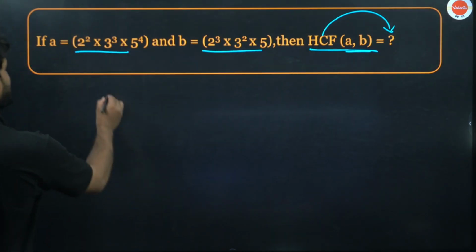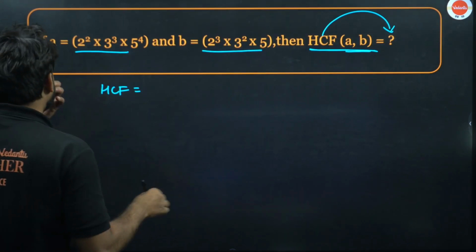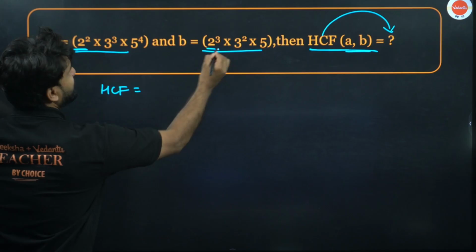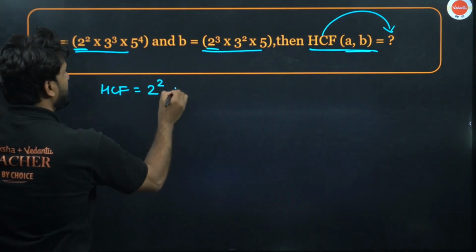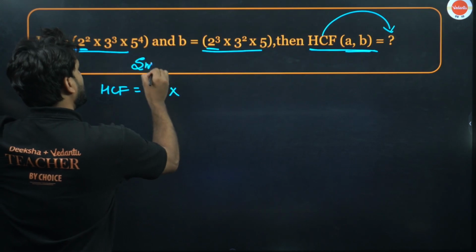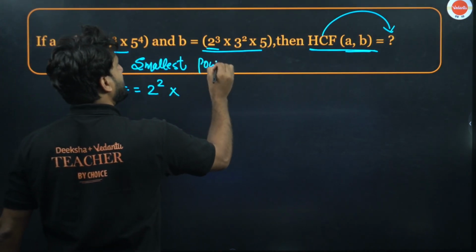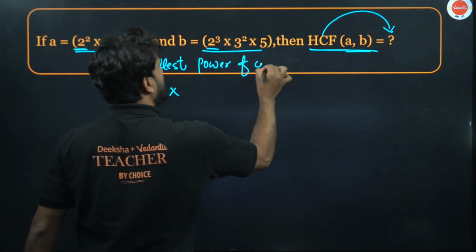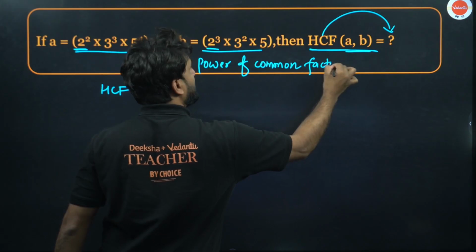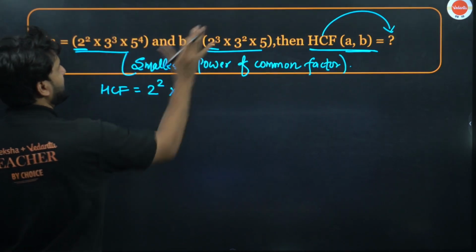So we know for HCF, we always take the least power. So my dear champion, this is 2 to power 2 and this is 2 to power 3. So which will be considered? 2 to power 2, the smallest power. We have to consider the smallest power of the common factor. Clear, everyone? So the smallest power will be 2 to power 2 here.